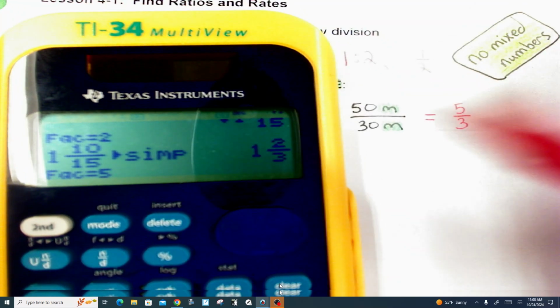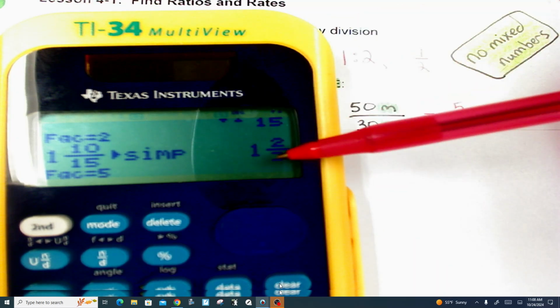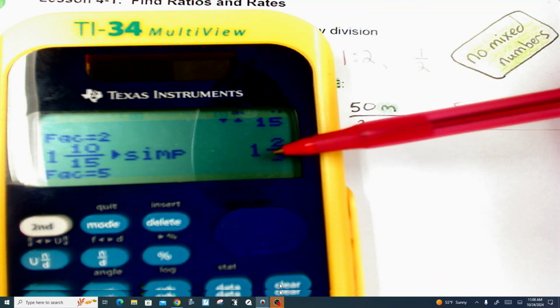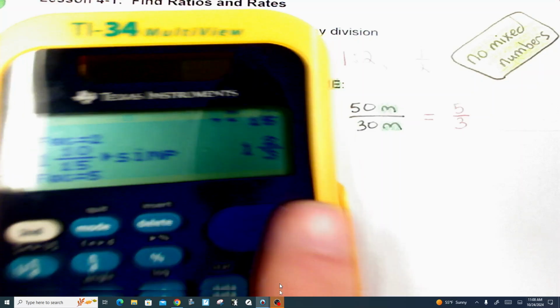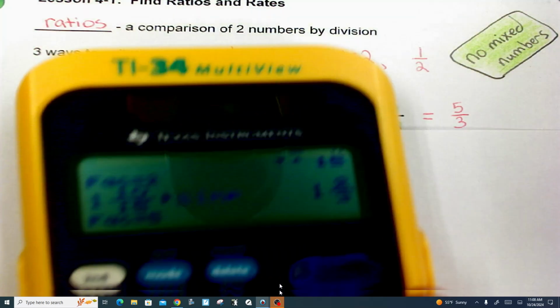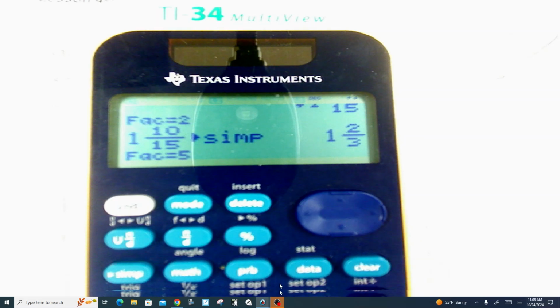So now if you know how to make this into an improper fraction, 3 times 1 is 3, plus the 2 is 5, then you know that this becomes 5/3. If you don't know how to do this, then take a look at your options on this calculator, and I'm going to refocus for us.